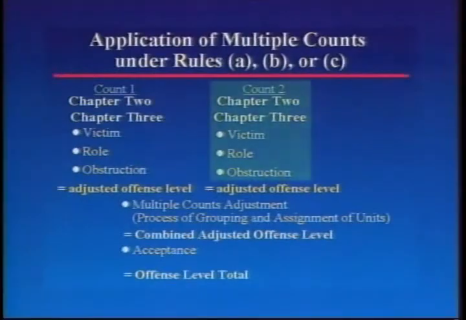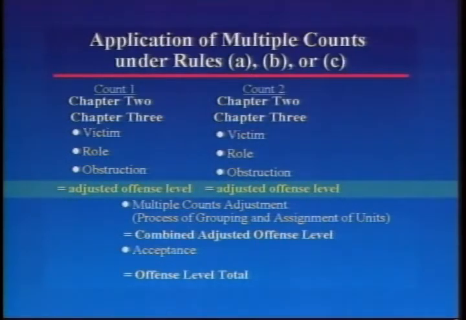Now, for count 2, I've done the same thing. I've looked in the statutory index and gone back to the Chapter 2 guideline and applied Chapter 2 and Chapter 3. And at the bottom of that worksheet A, I've got a number for that count as well. That number is called the adjusted offense level. So I have an adjusted offense level for each of those counts.